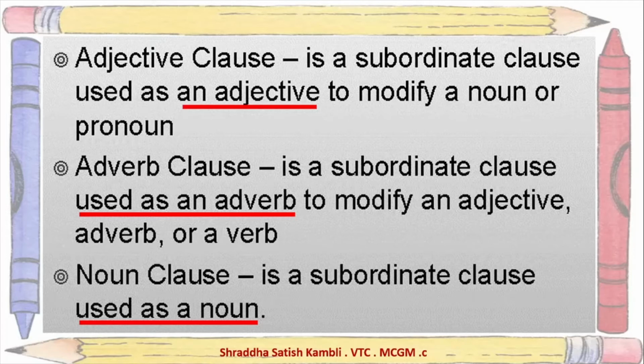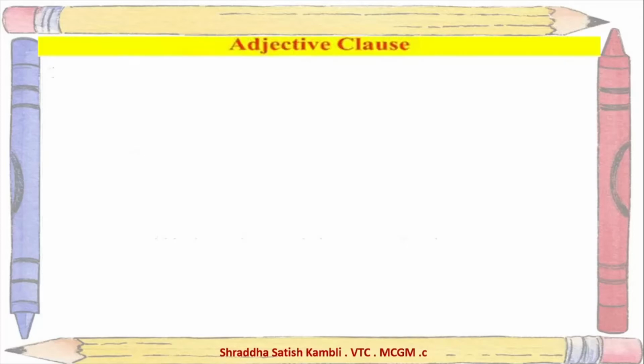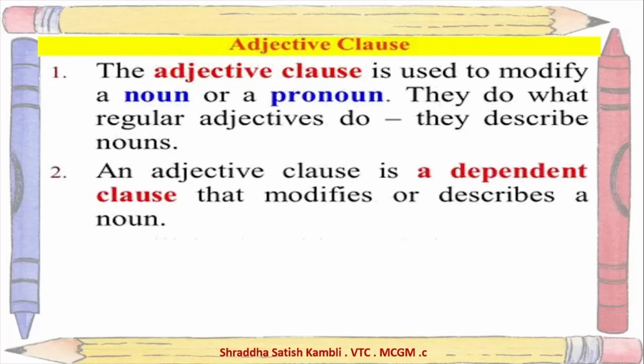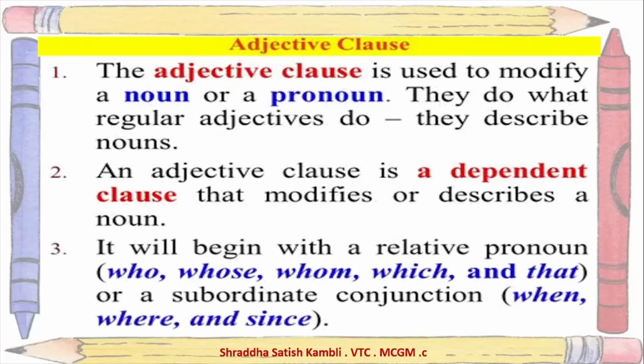Alright children, now we will take a detailed look at each of them and we look at some examples too. So adjective clauses, let us see. The adjective clause is used to modify a noun or a pronoun. Their job is the same. What job does the adjective do? The adjective describes the noun or the pronoun. So the adjective clause does exactly the same thing. Okay? The adjective clause is a dependent clause. We know that it is a dependent clause. Now it will begin with a relative pronoun: who, whose, whom, which and that, and sometimes with a coordinator or the conjunction when, where and since.